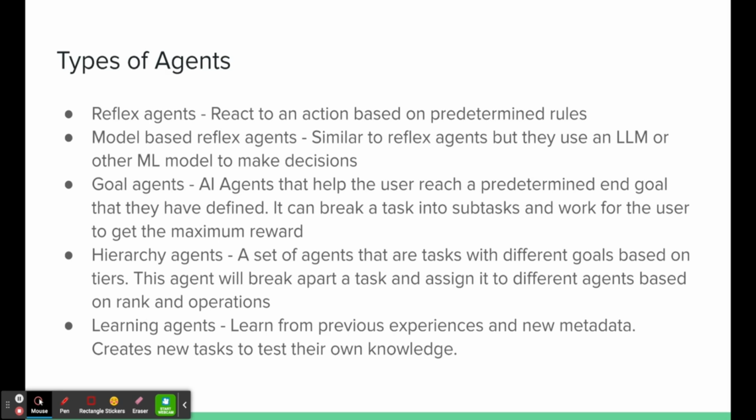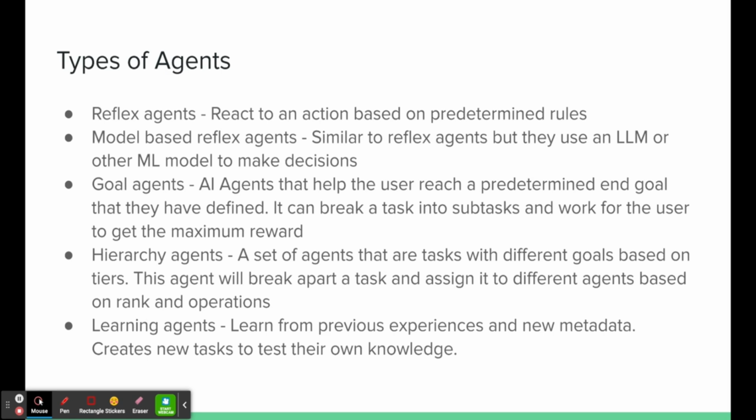There are hierarchy agents, which are similar to task prioritization agents. They break apart a task and then assign it to different agents based on the tier that they operate. So, for example, there might be lower level agents that all they do is browse the open web. There might be medium tier agents that decide whether a piece of information is relevant or not. Hierarchy agents sort of oversee the entire agent hierarchy and manage which agent does which task.